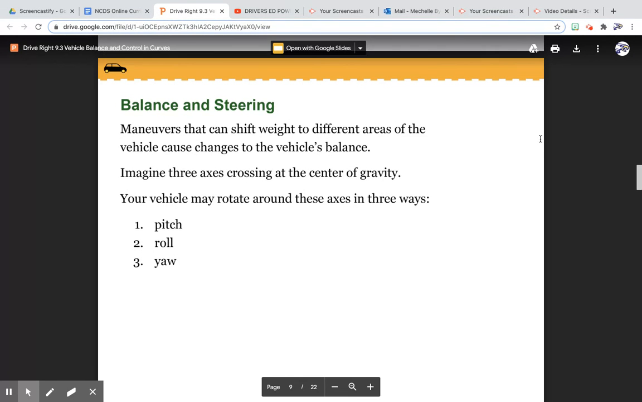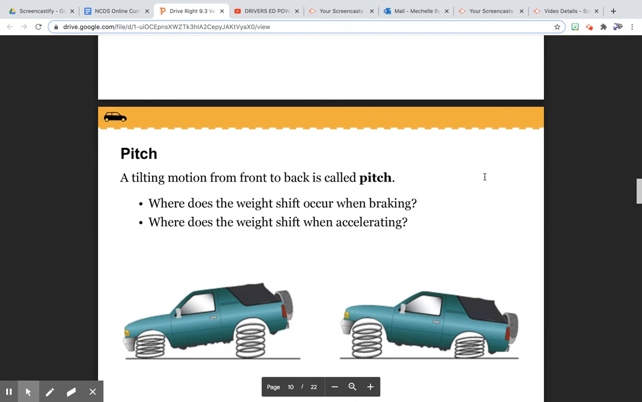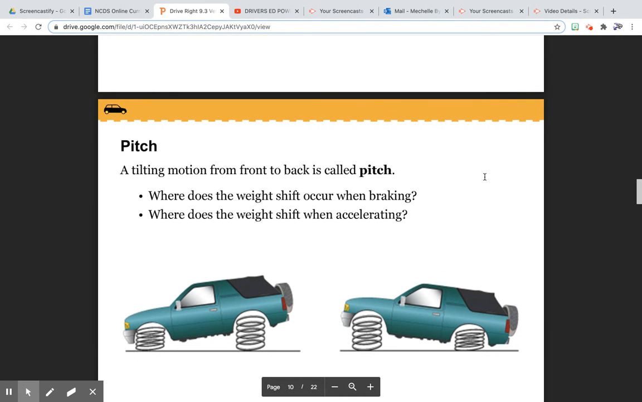Imagine these three axes crossing at the center of gravity. Your vehicle may rotate around these axes in three ways: pitch, roll, and yaw. A tilting motion from front to back is called pitch.